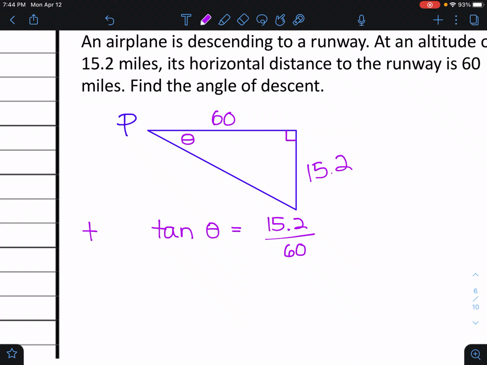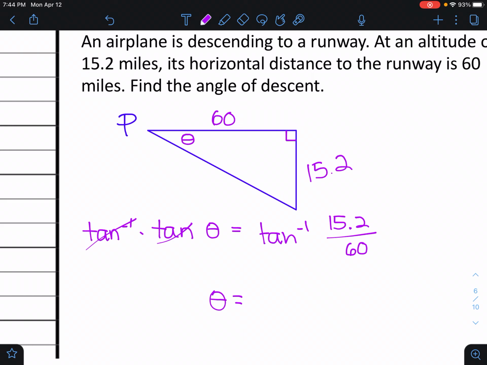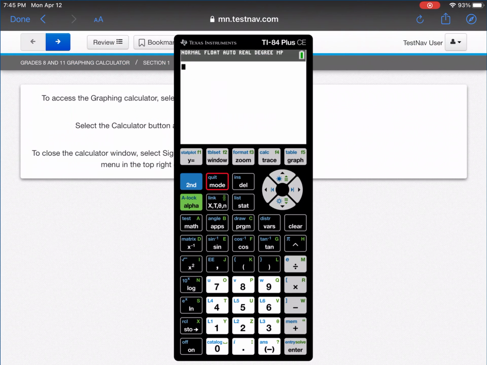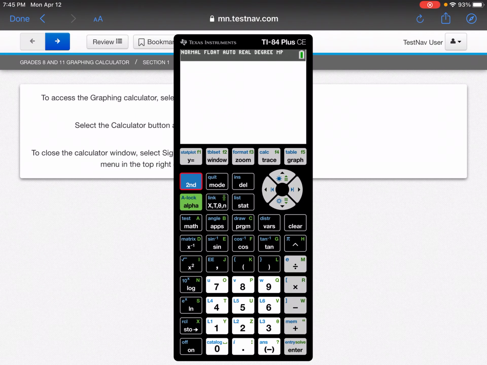So in order to do that, I'm going to take the inverse tangent of both sides. So I'm going to just slide this over a little bit. These would cancel, and theta then is equal to inverse tangent of 15.2 over 60. So I'm going to type that in my calculator now. I'm going to go inverse tangent. It's in degrees already. Make sure it's in degrees. 15.2 divided by 60. Now you're going to get an answer.